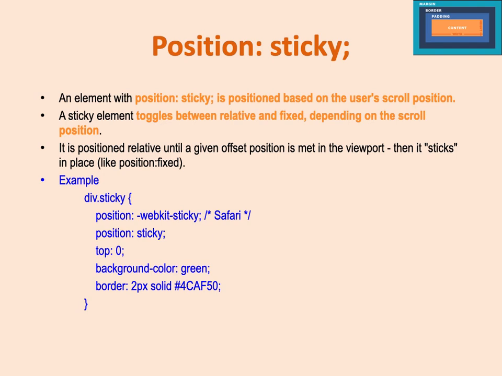The usage is div.sticky. A sticky class is specified for the div element. Position -webkit-sticky, which we use for Safari, then position sticky is specified, top 0, background color green, border 2px solid #4CAF50. So this is the usage. You just simply copy this code and try executing your program. You will get a sticky positioned element. Thank you.